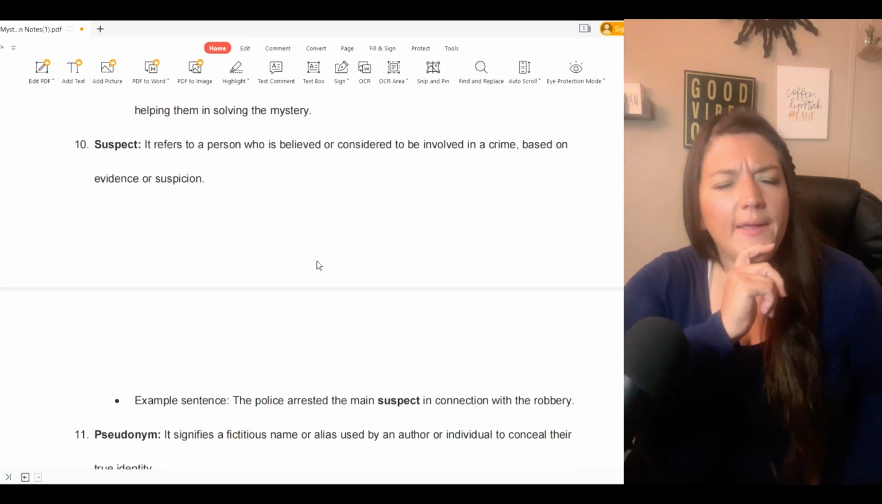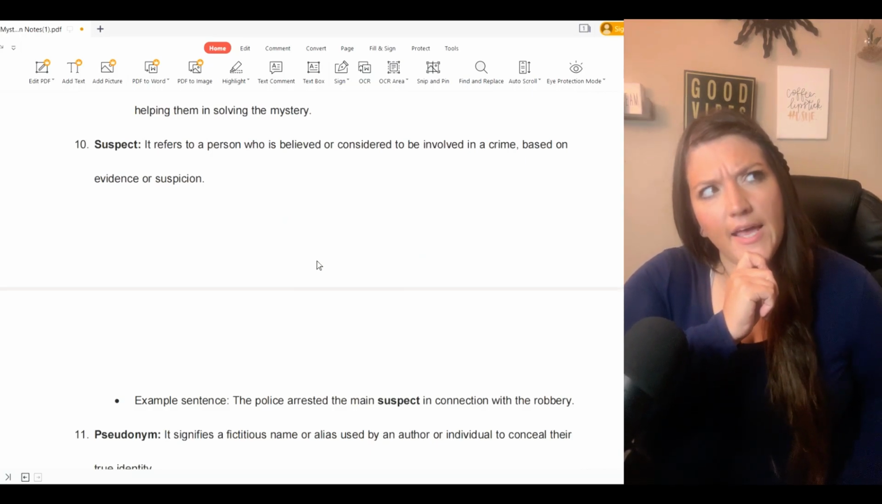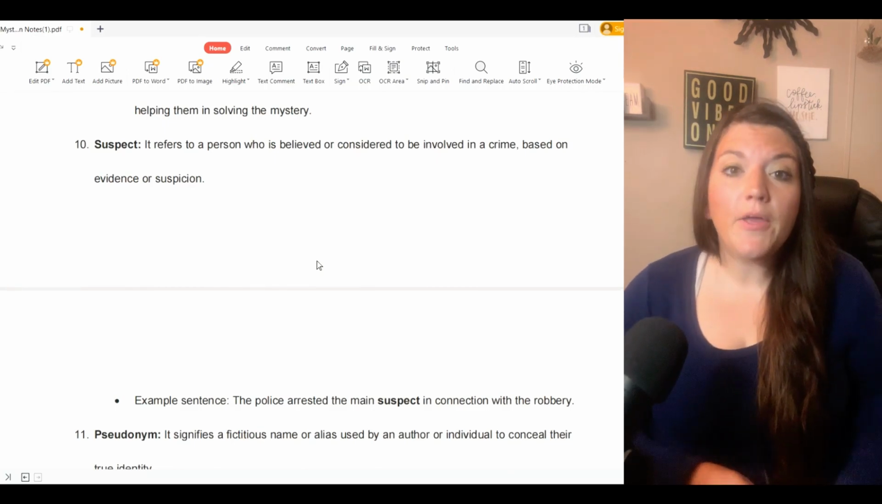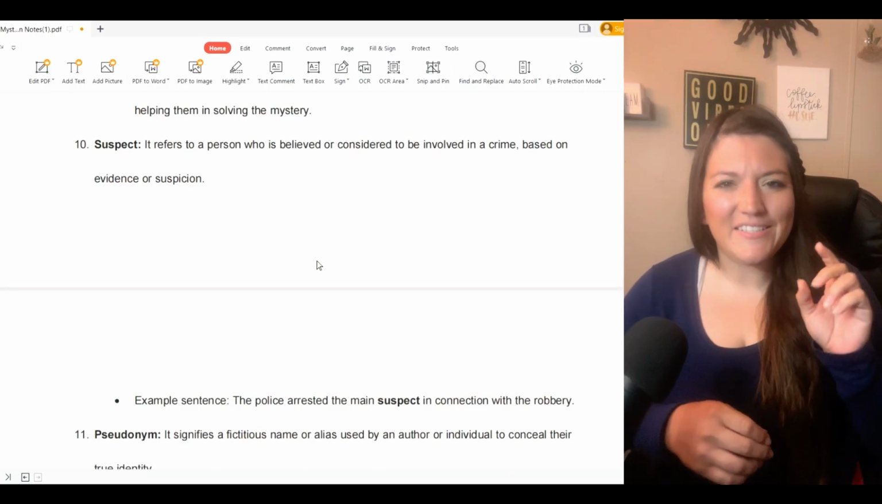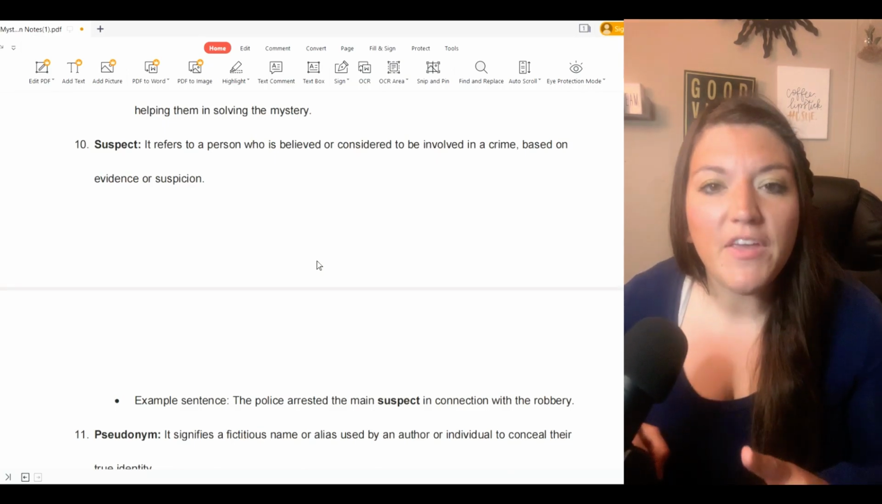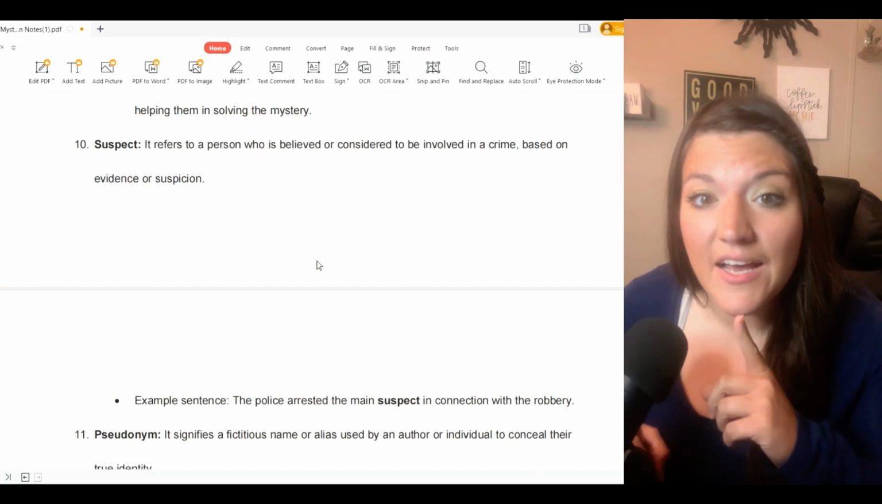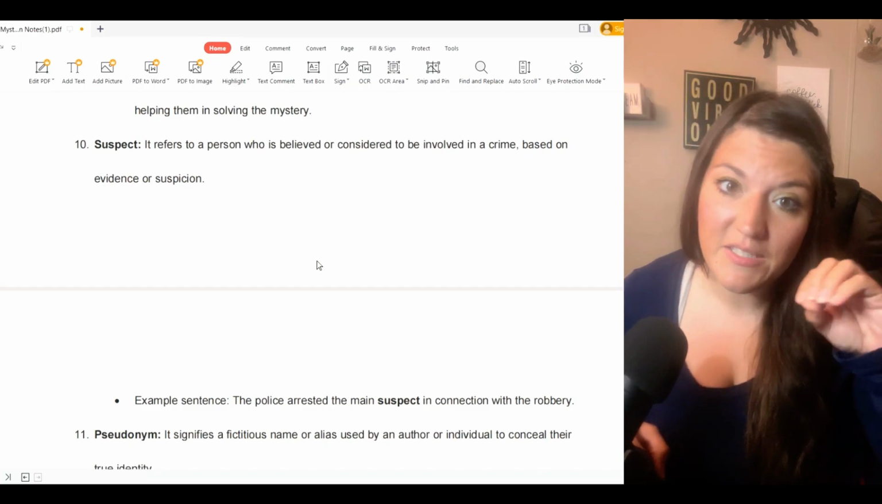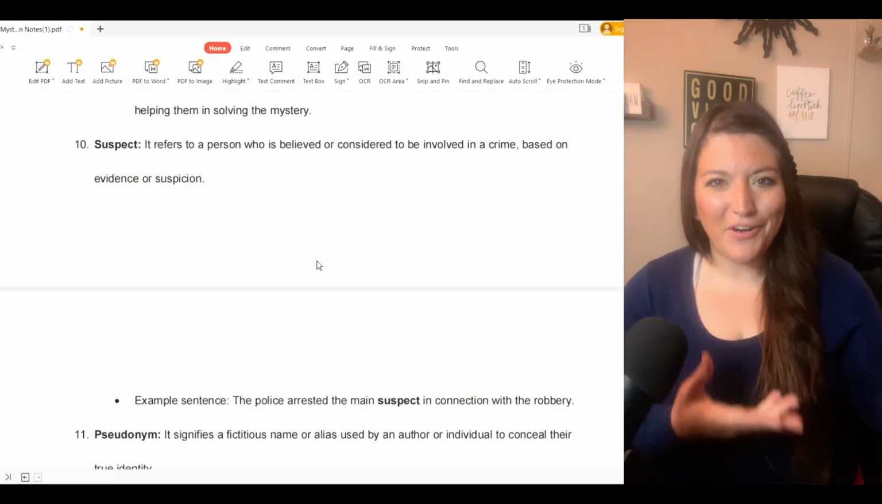And you could also say, I suspect that he committed the crime, right? You can use it either way. It's a slightly different pronunciation. If we say, I suspect the suspect, a little faster, committed the crime.